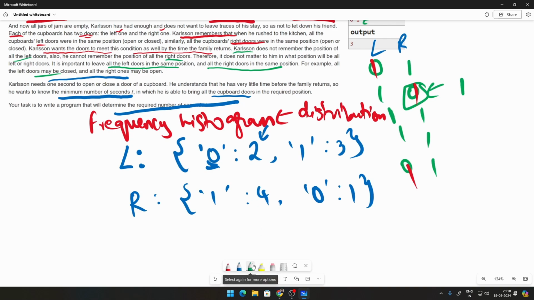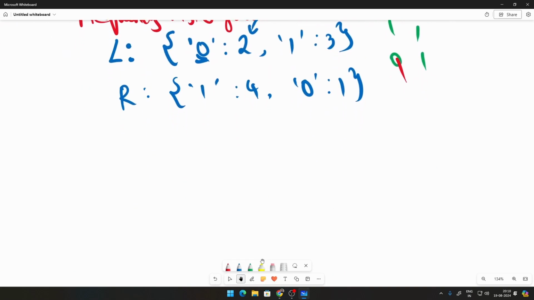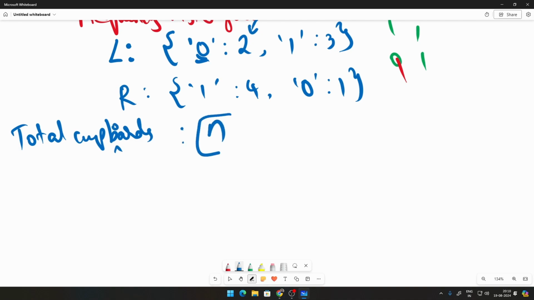Once we have this particular frequency histogram, what do we do next? Right, so see, the total number of cupboards is given by what? N, correct? So we can find out the minimum element here. Okay, and we can say those many number of operations we need to make. So let's say there are 2 cupboards here, there are 3 cupboards here, I mean 3 doors there, 2 doors there. I need to change these 2 doors. I have to change that to fit this. That will be the minimum number of operations, right?